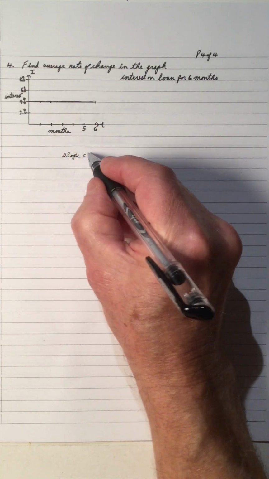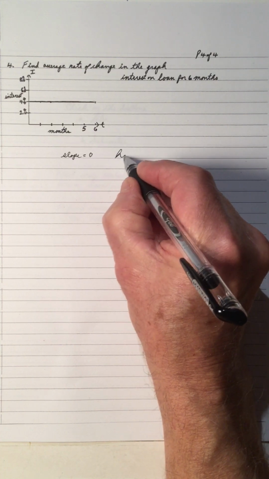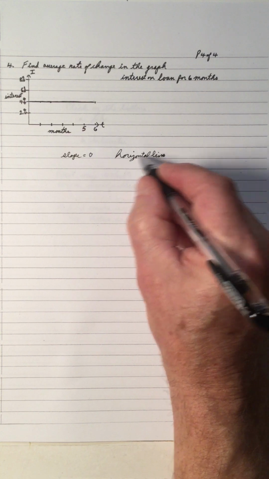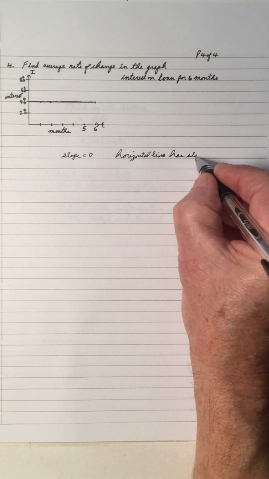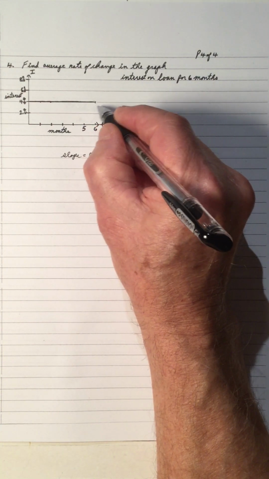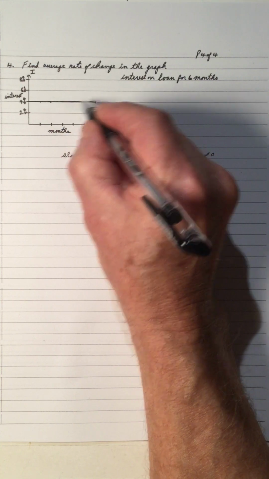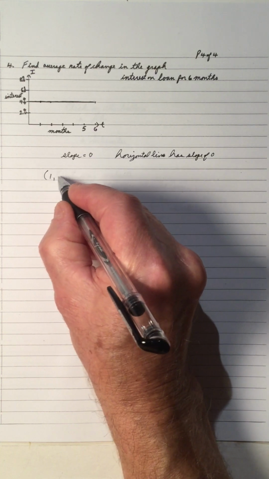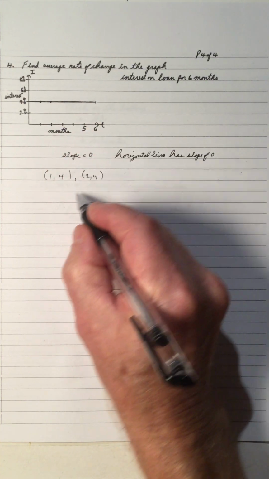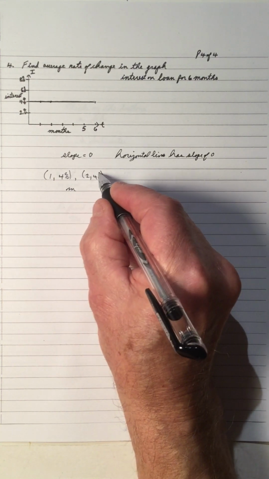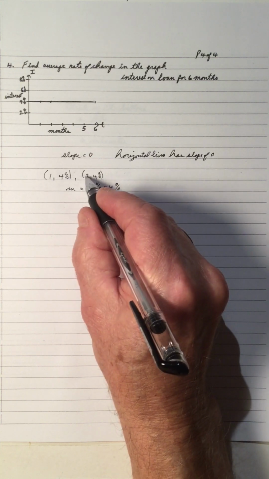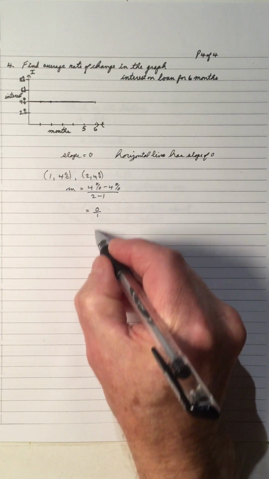And the slope on this line is 0 because we have a horizontal line. A horizontal line has a slope of 0. Well, let's just take 2 points on this line. We have 4% everywhere on this line. So let's take 1 month right here, we have 4%. And take the second month, we have 4%. So 4% subtract 4%, y2 minus y1 over x2 minus x1. So that's 0 over 1, or 0.